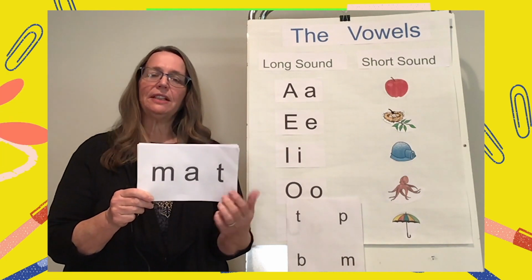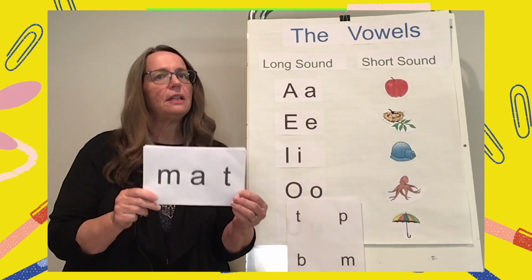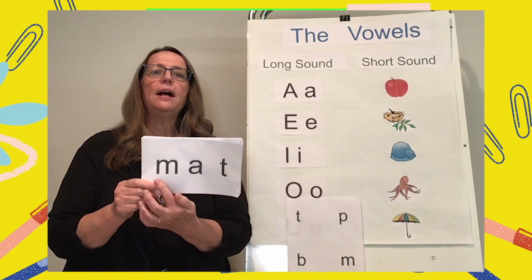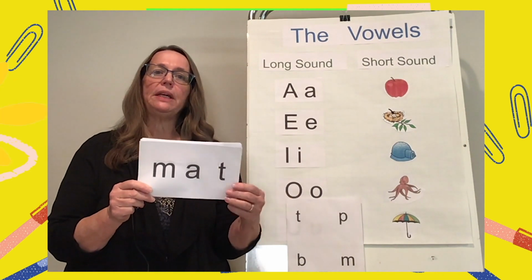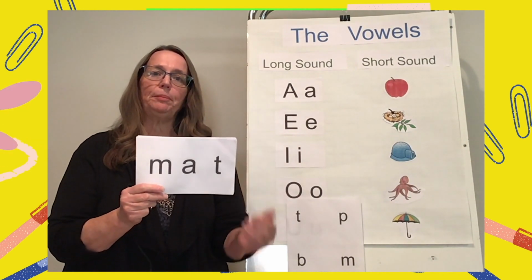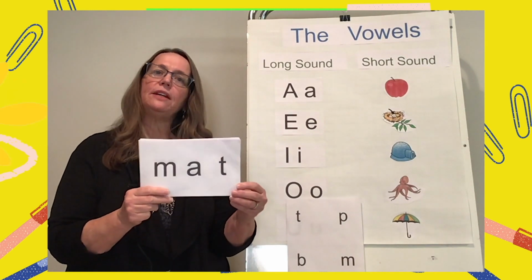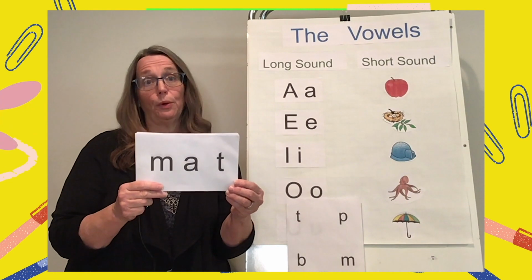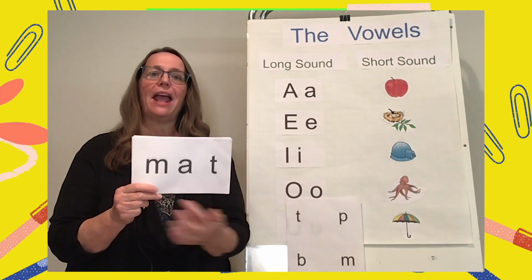A, T. Now we want to blend it, and we want to blend it long so we still hear each sound. At. And we can speed that up and do it just a little bit faster. Mat. And then we say it normally, like if we were reading the word in a story. Mat. The cat sat on a mat.